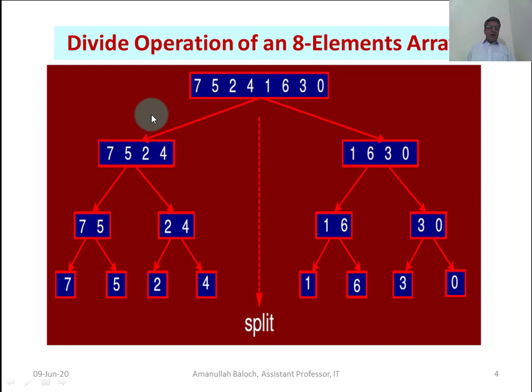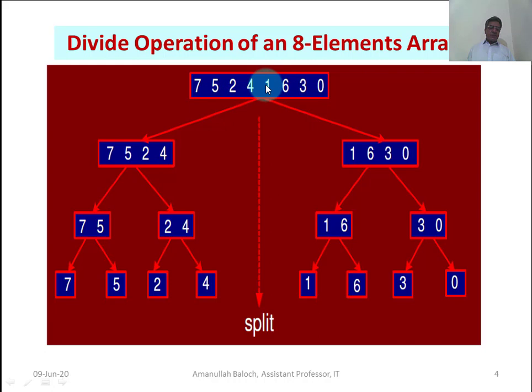Today we have to analyze the merge sort. Merge sort uses the divide and conquer strategy, and in this strategy, firstly, we take the problem. Our problem is an array of 8 elements, and this array is unsorted. We have to sort this array, because 7, 5, 2, 4 random numbers are there in this array of 8 elements. We have to sort it.